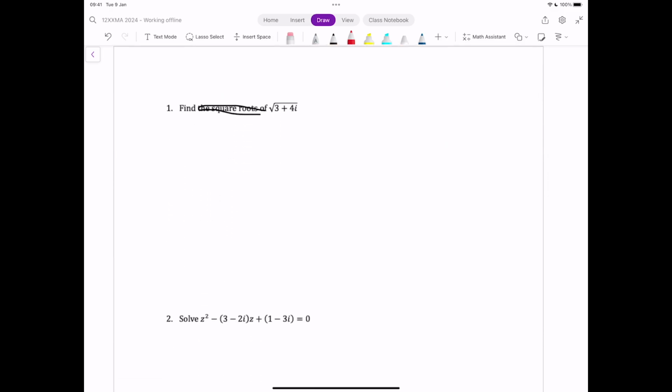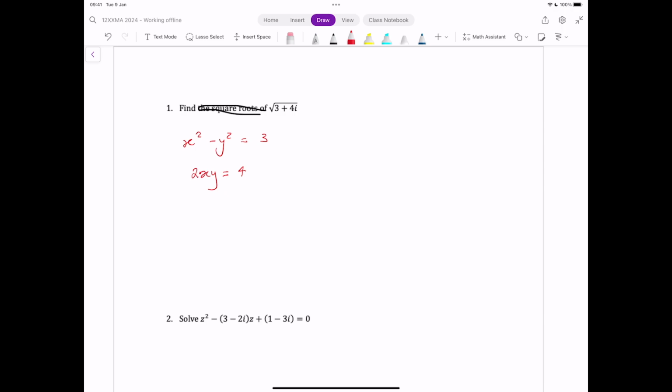So we're going to find the square root of 3 plus 4i. Using our formula, x squared minus y squared is equal to the real component of 3, and 2xy is equal to the imaginary component of 4.